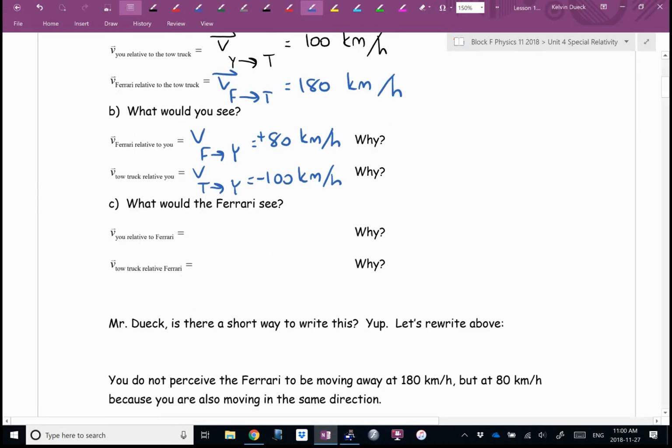What would the Ferrari see? So the velocity, I should have a vector sign over these because direction matters, of me relative to the Ferrari. Okay, when the Ferrari is behind me and gaining on me, it sees my rear lights coming towards it. Zoom, it goes past. When it looks in the rear view mirror, it sees my headlights retreating away from it. How fast does it see me traveling? The magnitude is 80, but what direction does it see me traveling as far as it's concerned? It sees me traveling at negative 80 kilometers per hour. And the velocity of the tow truck relative to the Ferrari, it sees the tow truck traveling at negative 180 kilometers per hour.